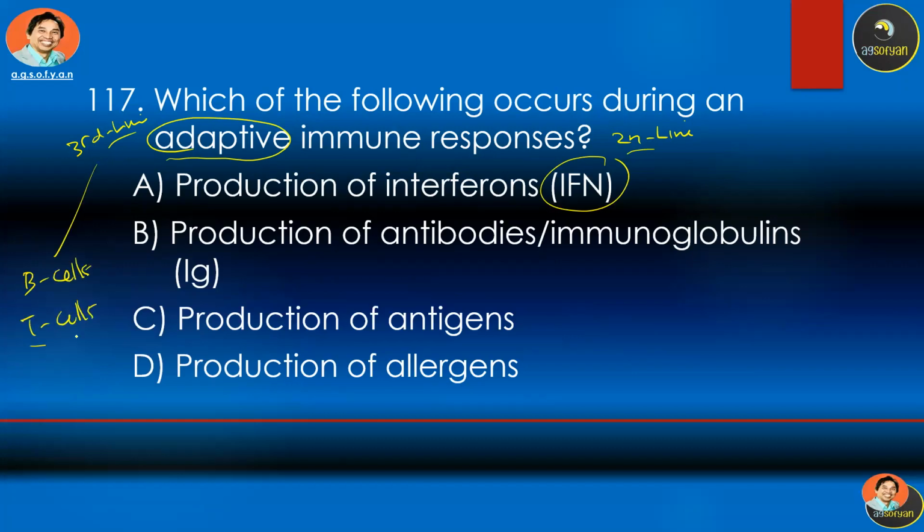Okay, so T cell activity is called the CMI, cell-mediated immunity. It will kill the virus directly, but the B cell performs the AMI, antibody-mediated immunity, in which the B cell will produce antibodies, and antibodies then will remove or destroy the antigen. So it's going to be this one, production of antibodies or immunoglobulins or Ig.